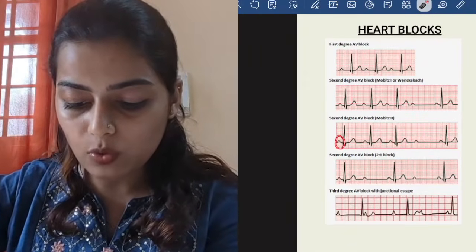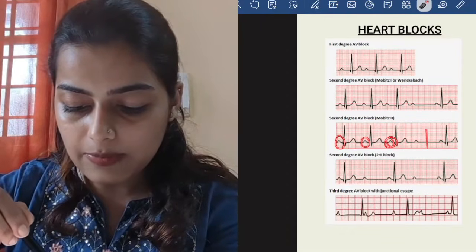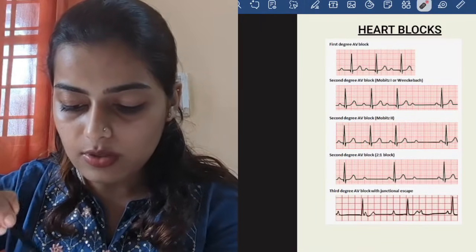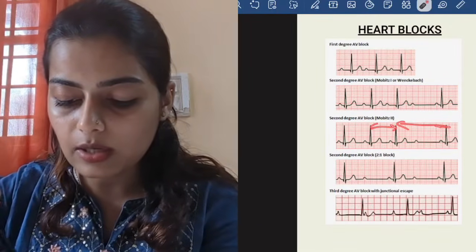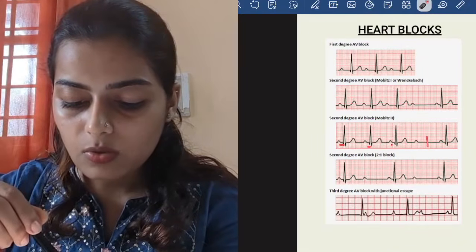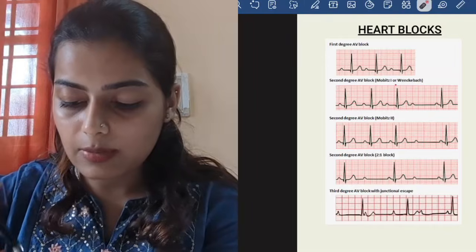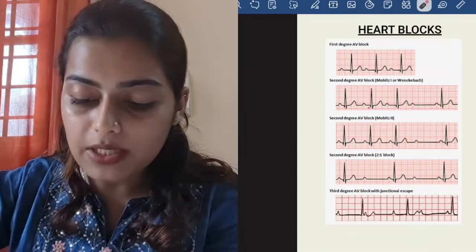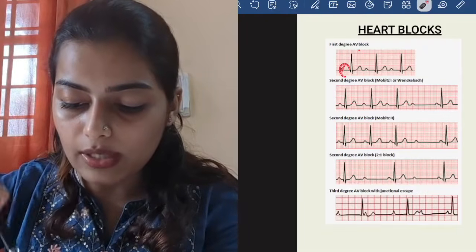In Mobitz type 2, the PR interval is fixed. This PR interval and this PR interval and this PR interval are also the same, but you are seeing a missed QRS beat. So here also the rhythm is irregular. These RR intervals are different. But the PR interval is fixed, and you are still seeing a missed beat. That is Mobitz type 2. How to differentiate between Mobitz type 1 and type 2? In type 1, the PR interval keeps on prolonging.